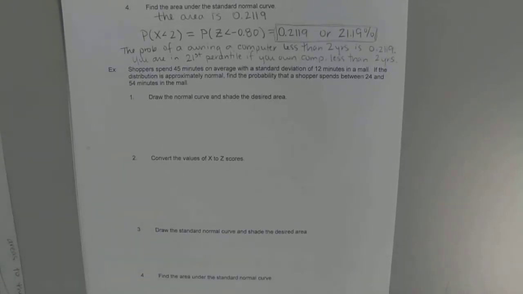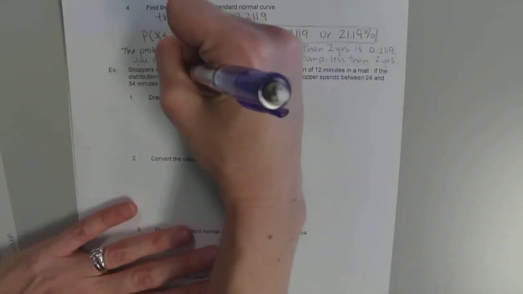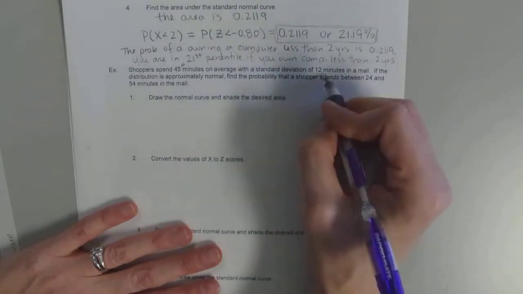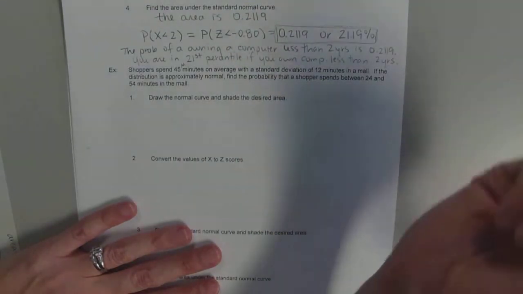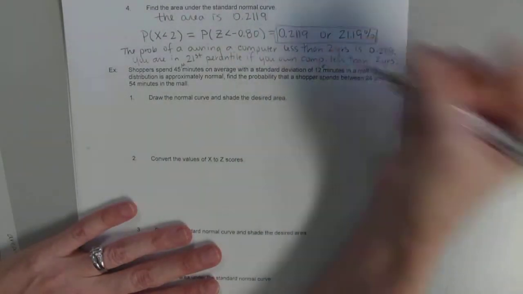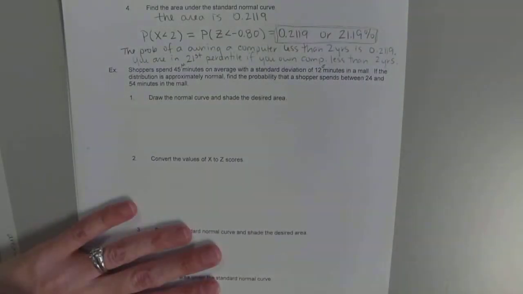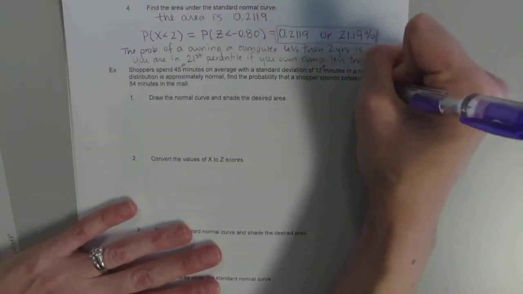It says shoppers spend 45 minutes on average. So what can I label 45 with? Mu. With a standard deviation of 12 minutes in a mall. So what can I label 12 with? Sigma. If the distribution is approximately normal, find the probability that a shopper spends between 24 and 54 minutes in the mall. So these are 2 x's.